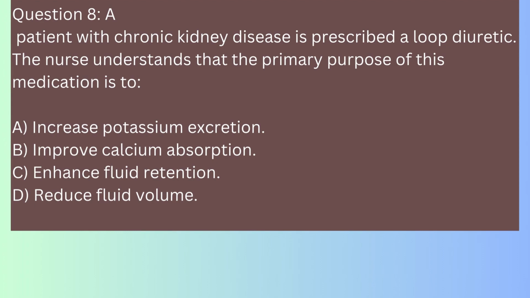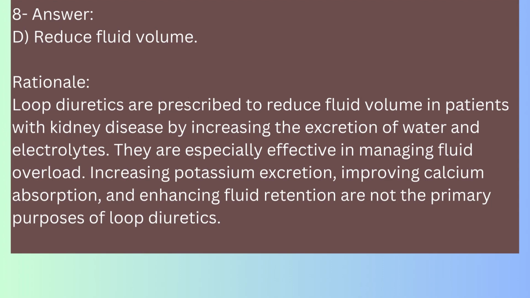Question 8. A patient with chronic kidney disease is prescribed a loop diuretic. The nurse understands that the primary purpose of this medication is to: A. Increase potassium excretion, B. Improve calcium absorption, C. Enhance fluid retention, D. Reduce fluid volume. Answer 8. D. Reduce fluid volume.